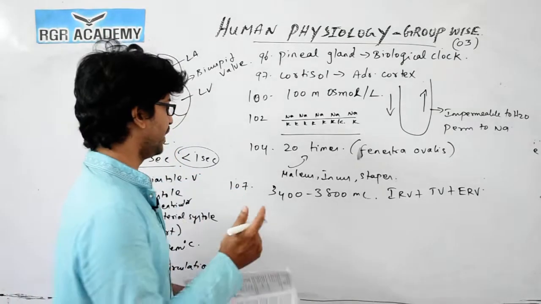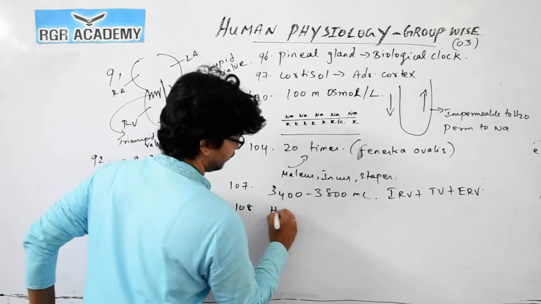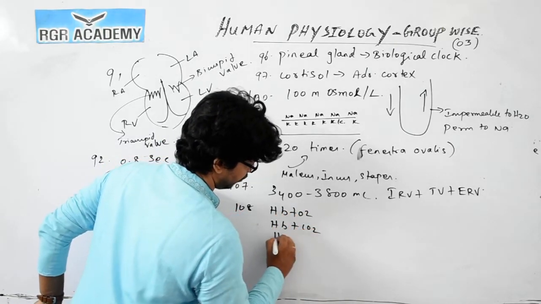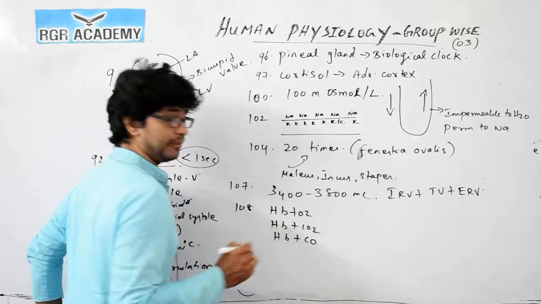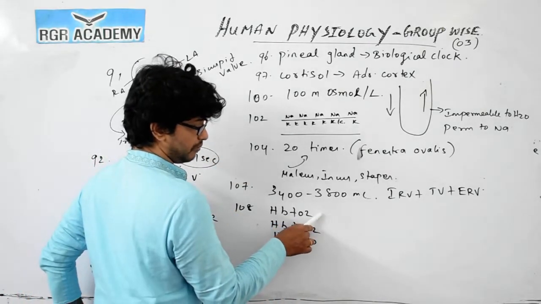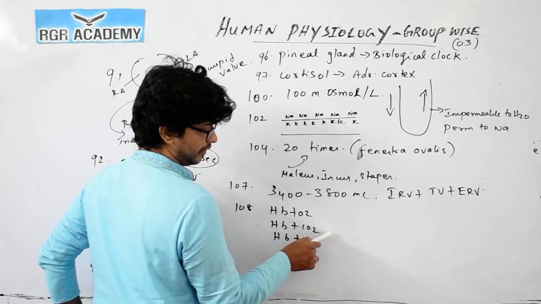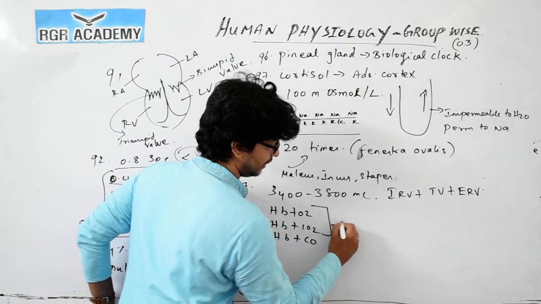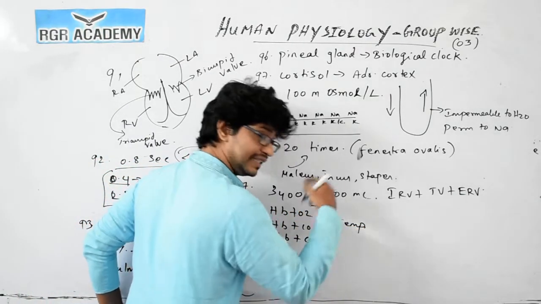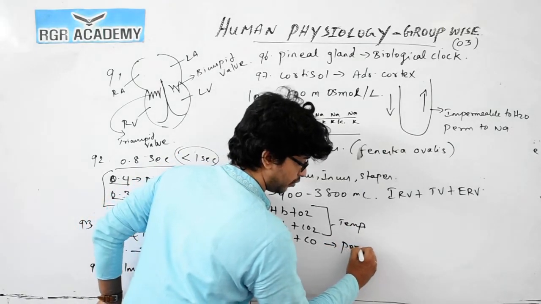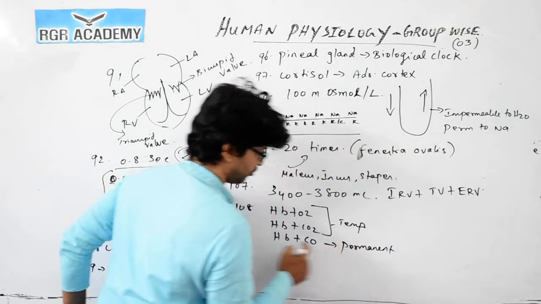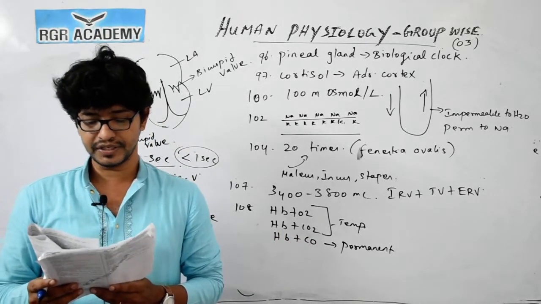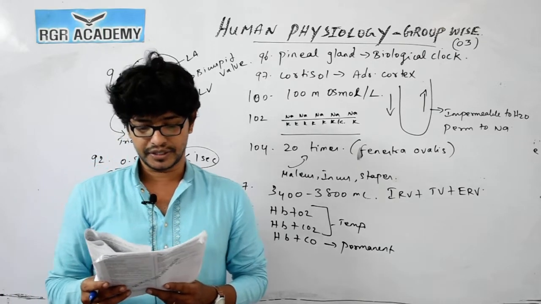Hemoglobin has an affinity with oxygen, it can show an affinity with carbon dioxide, and it can also show an affinity with carbon monoxide. This we call carboxyhemoglobin, and the carbon dioxide one is carbaminohemoglobin. So we have 3 types. The first 2 are temporary because they can be reversed, but this one is permanent. Once the affinity occurs between hemoglobin and carbon monoxide, it cannot be reversed. So for this question, 4 is the correct answer.